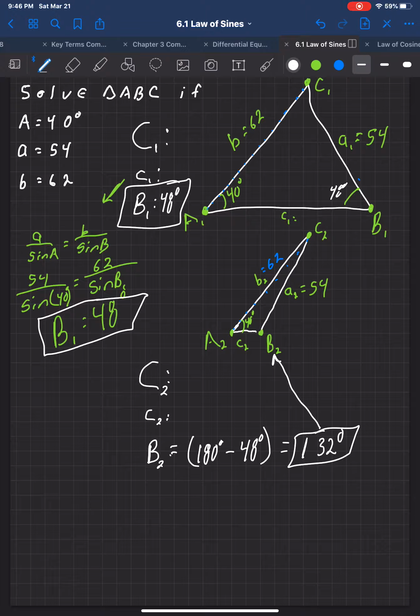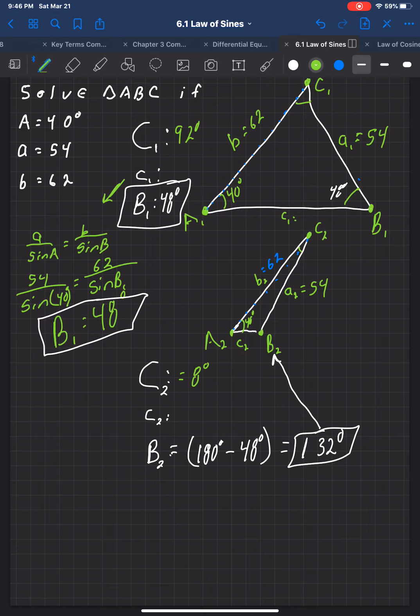Now, at this stage, do you agree with me? You have two angles. You have angle A and angle B. Then finding angle C is easy. Right? You just do 180 degrees minus. So angle C for the large triangle is 92 degrees. And angle C of this tiny triangle, this should be a tiny angle, and it is. It's 8 degrees.